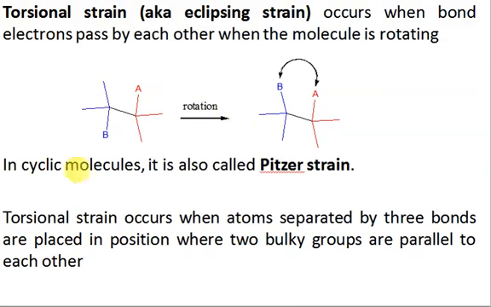So if bulky groups are much closer together, when they become parallel to each other, we say they are eclipsing, and since the electrons are at maximum closeness to each other, we will have maximum torsional strain.